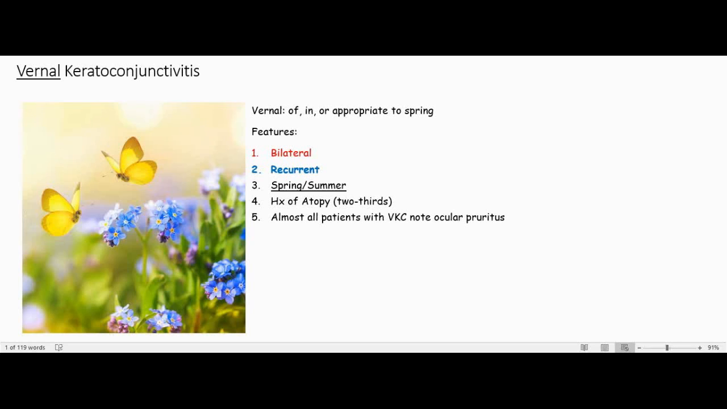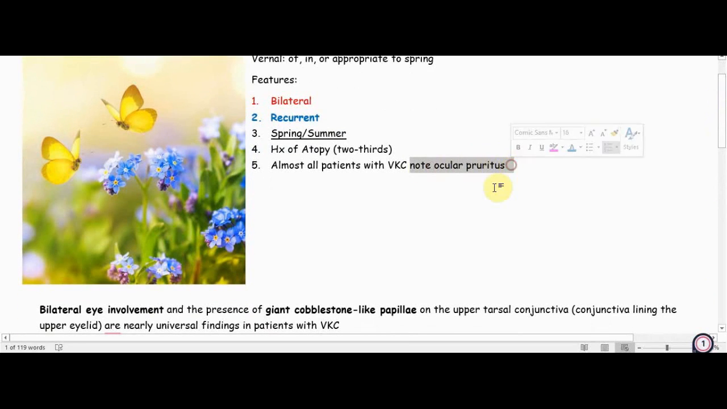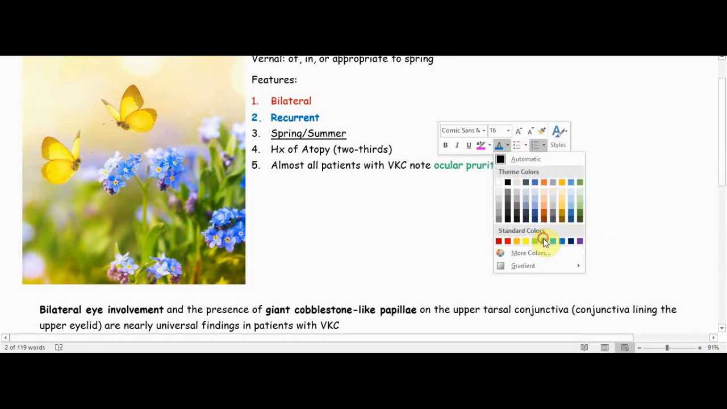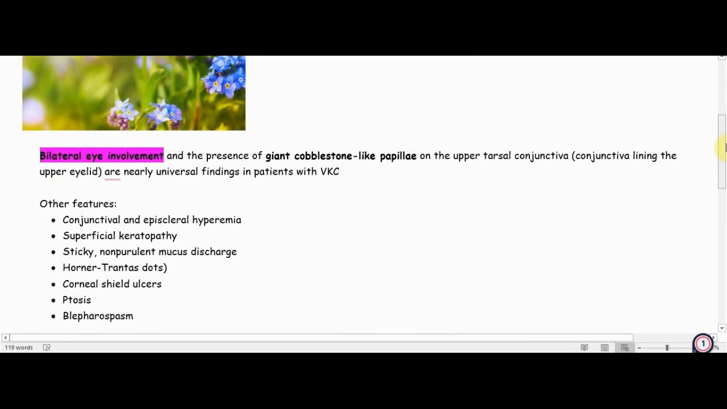ocular pruritus. Alright, let me just show you where I've written this. Ocular pruritus. Let me make this in green, so this is something you do not miss. Continuing on with the topic, the eye involvement is bilateral, right? So it's not going to be something which will be involving one eye, which can be seen in certain other conditions. And the presence of giant cobblestone-like papillae on the upper tarsal conjunctiva. So this is a pathognomonic feature.